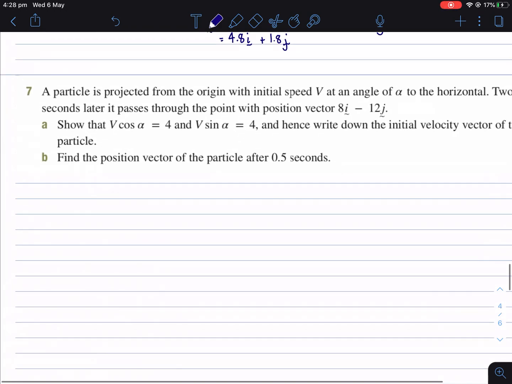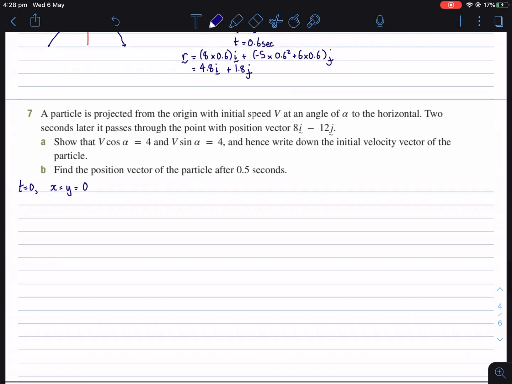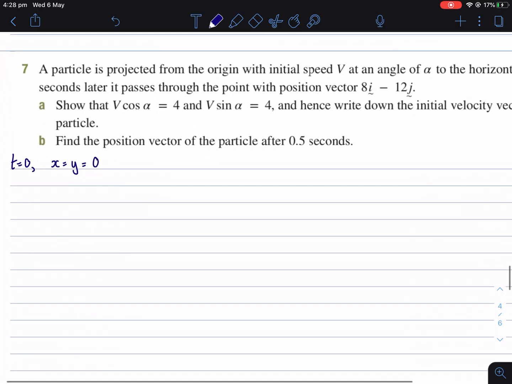All right, let's start by writing down what we know. We know that t equals 0. The x component and y component of the displacement is 0. And we know the x component of the velocity is going to be v cos alpha, and we know the y component of the velocity is going to be v sine alpha.